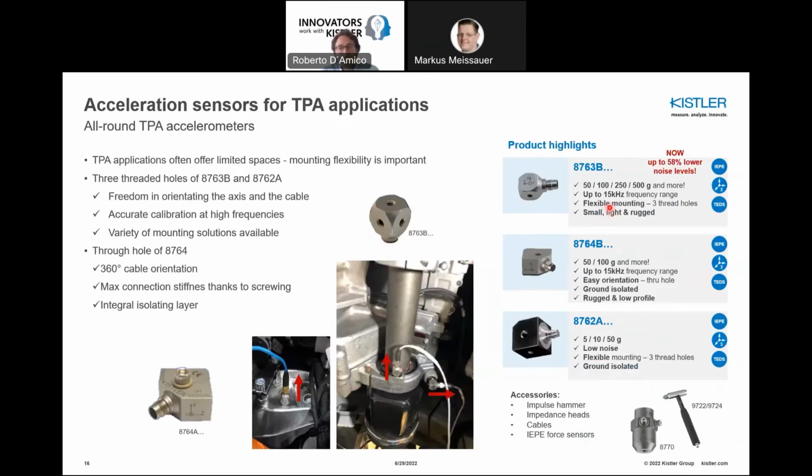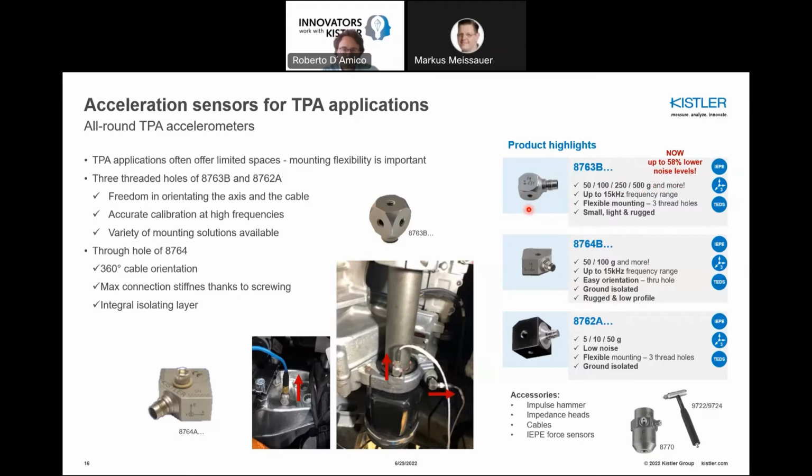In general, for TPA, the most used sensors are these 3 here. So we have the 8763, which is a sensor available in a variety of G ranges and reaches up to 15,000 hertz in terms of frequency range. So it goes pretty high in frequency. Nowadays, we have improved electronics and we can reach up to 58 lower noise levels than what we had before. So it's a pretty good improvement, which, in case you're doing TPA, allows you also to use these sensors for FRF measurements on vehicle level, and also measurements on e-motors and so on.